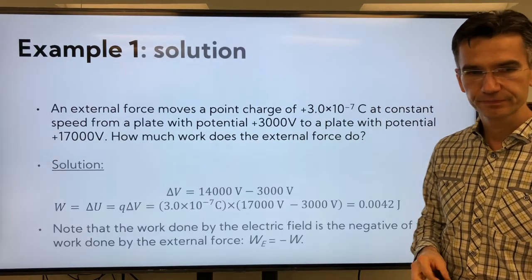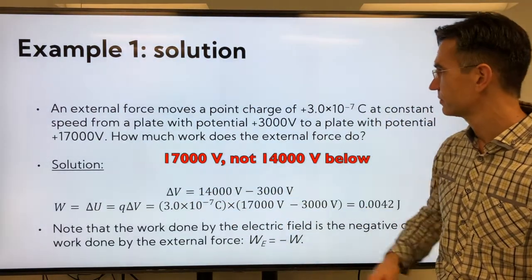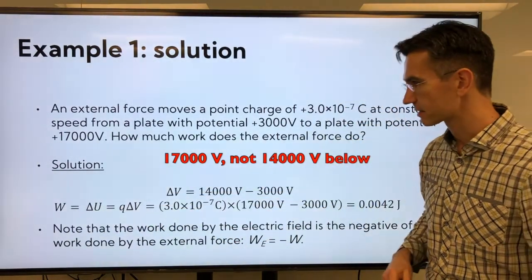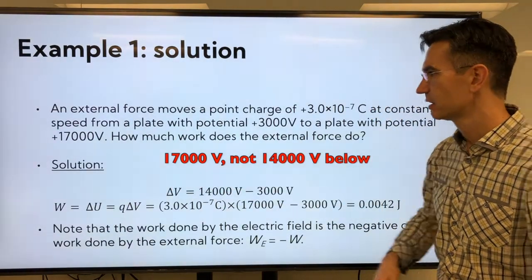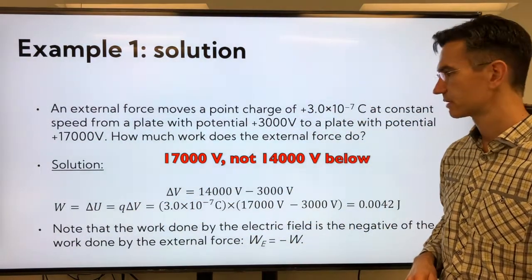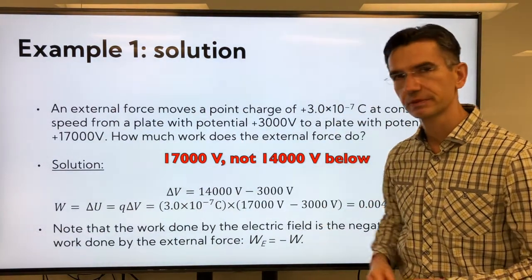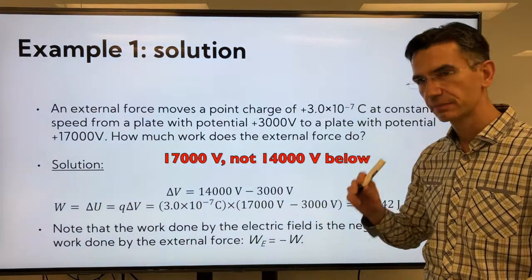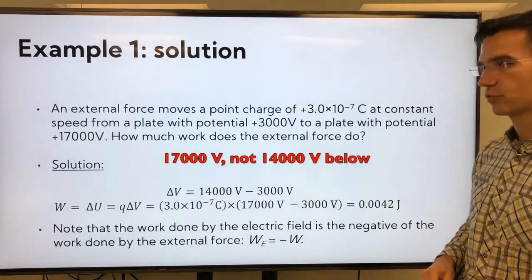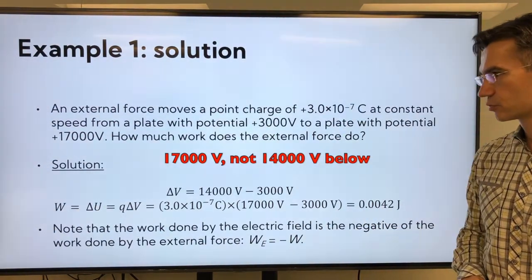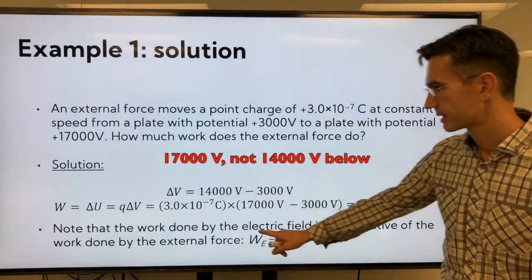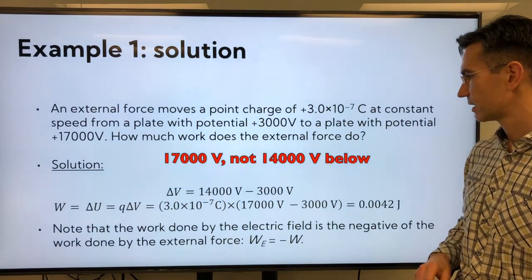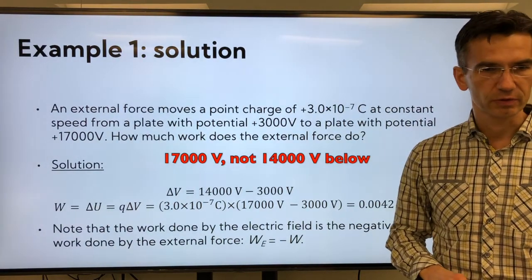So here's our solution. This is the difference in potential, 17,000 minus 3,000 volts. And then the work done by the external force, us, is the change in potential energy, which is Q times delta V, Q being the charge and delta V being the potential difference, not the potential energy difference. So then we get that the amount of work done is 0.0042 joules. So as I pointed out, the amount of work done by the electric field in this case is the opposite, is negative of the amount of work done by the external force.